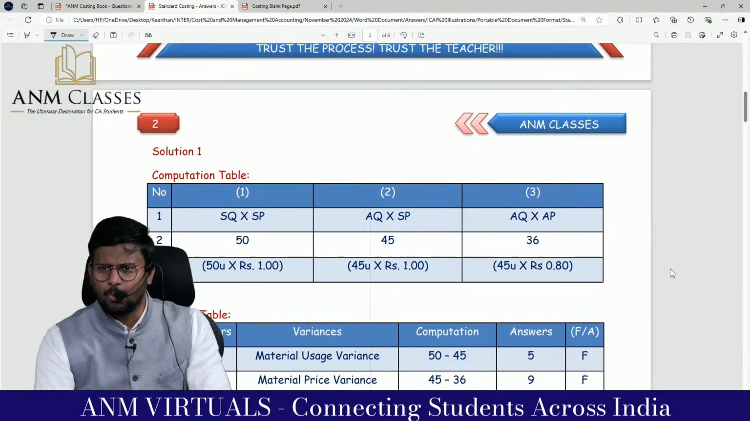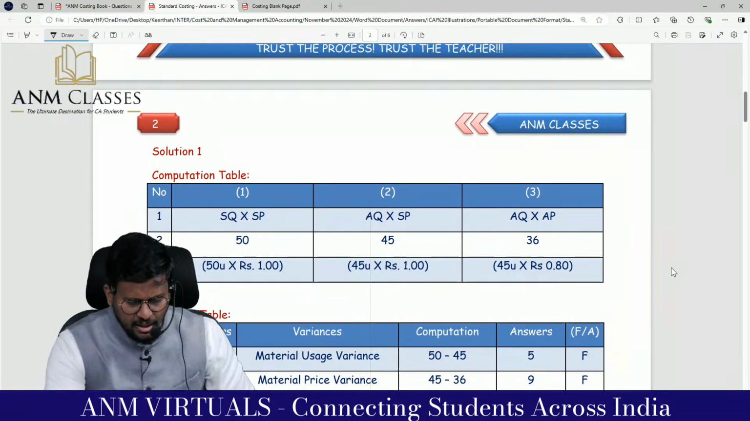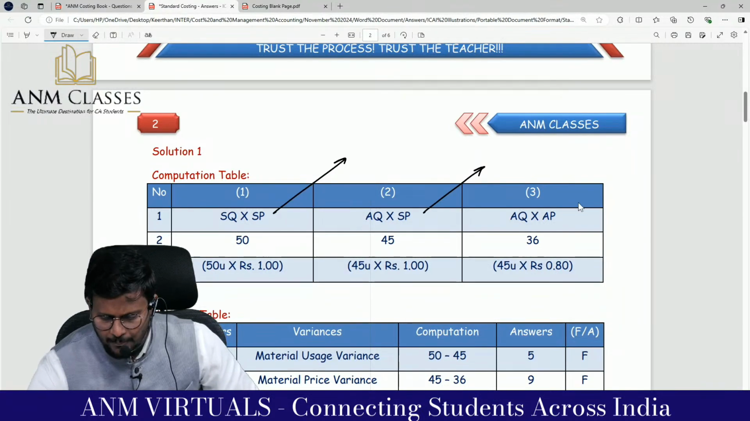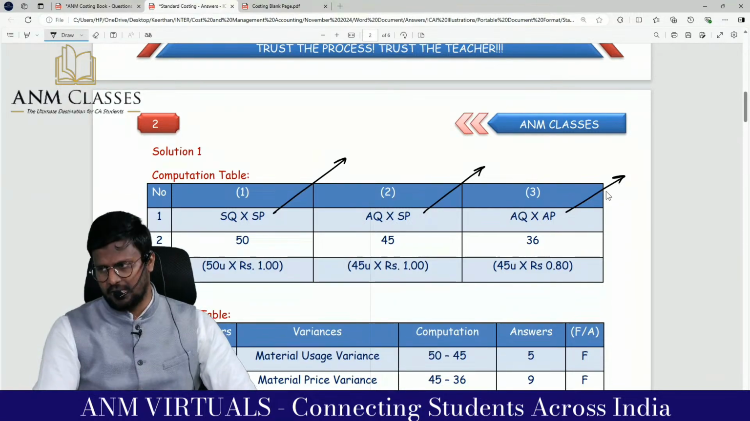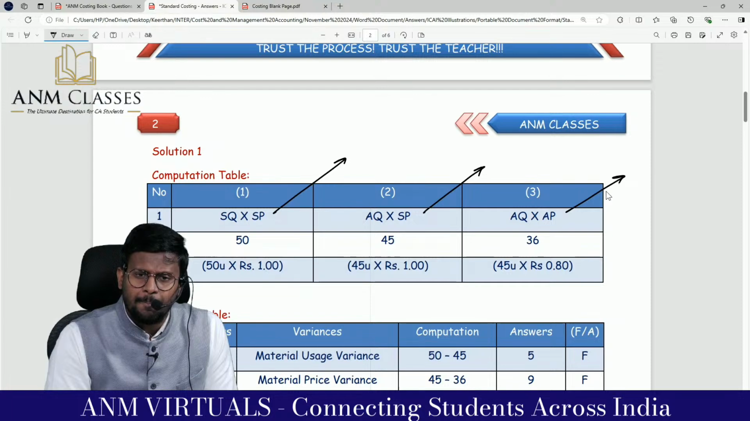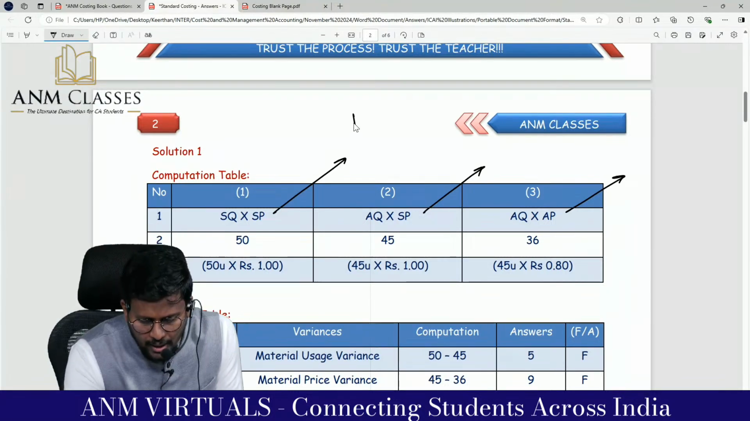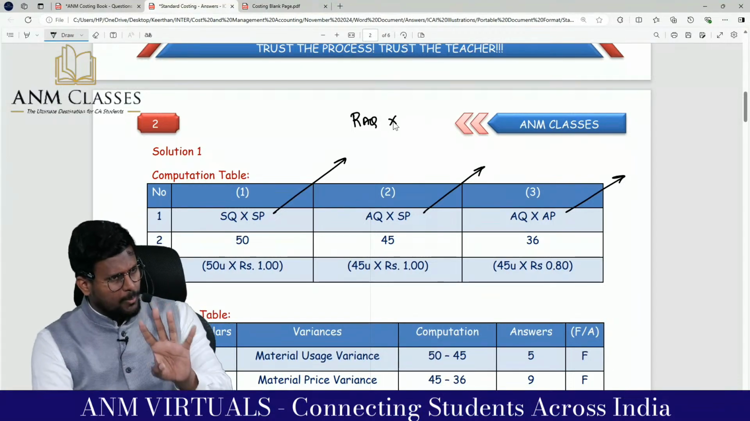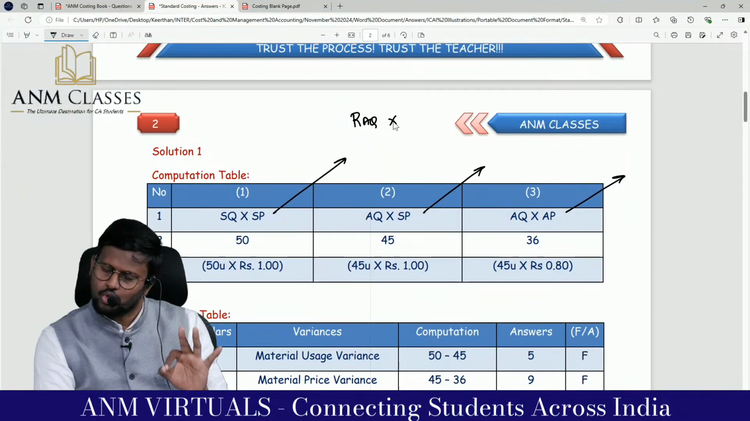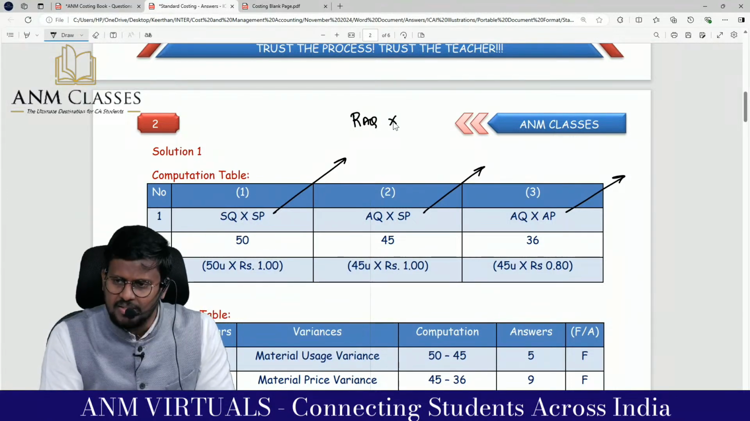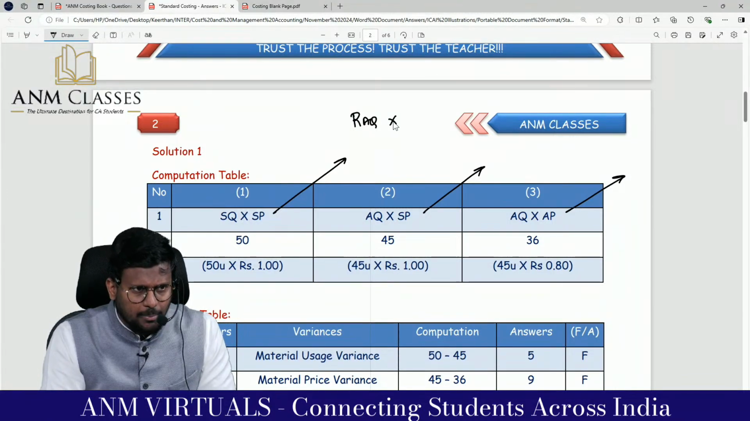It's a 3-column approach, right? Yes. Standard quantity into standard price, actual quantity into standard price, actual quantity into actual price. This is a single raw material product, so the revised actual quantity column is not needed. So it's not a 4-column approach, it's a 3-column approach. What is column number 1? Standard quantity into standard price, actual quantity into standard price, actual quantity into actual price.